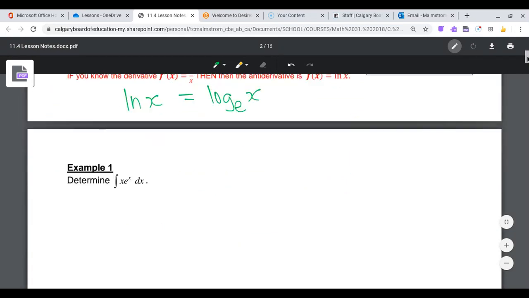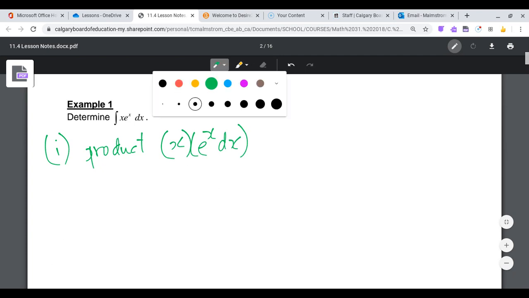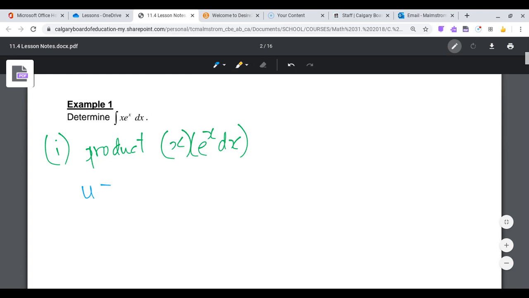So we're going to start with example number 1, where we have x and e to the x dx being multiplied together. So we do have a product. The first thing I'm going to recognize is that I have a product, two pieces being multiplied together, an x and an e to the x dx. So I am going to assign u as x, and then I'm going to need to take the derivative of that.